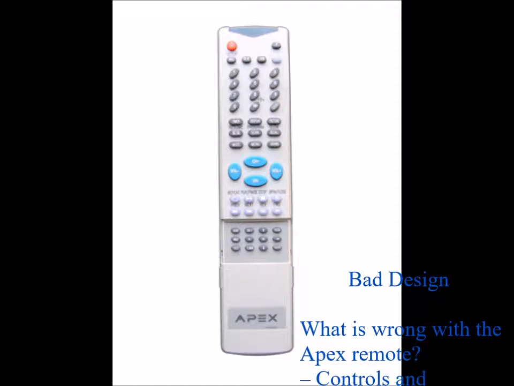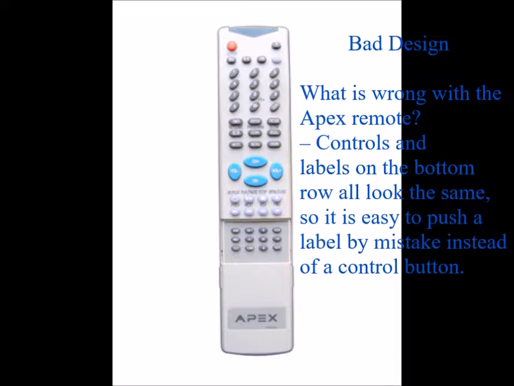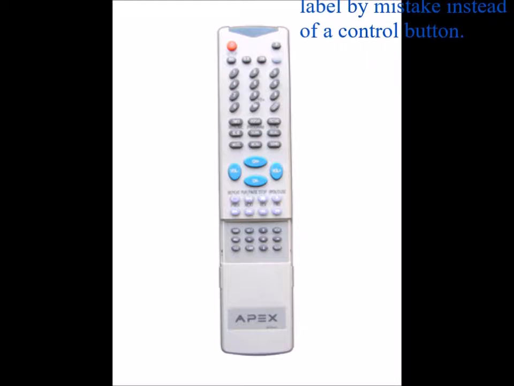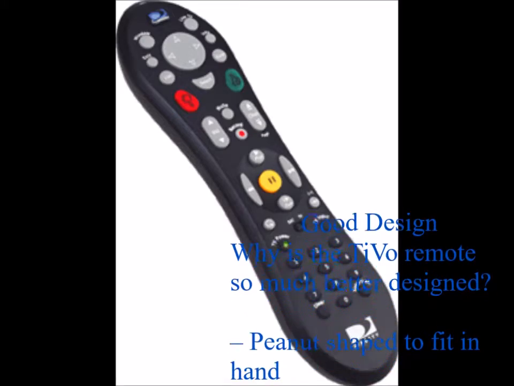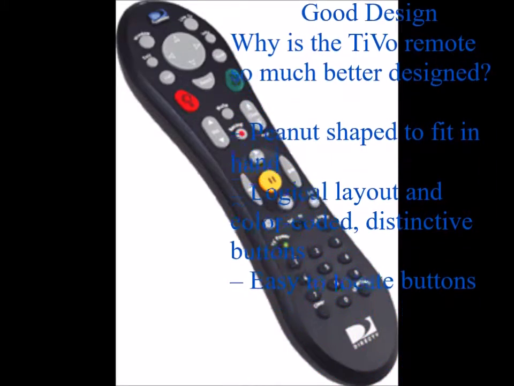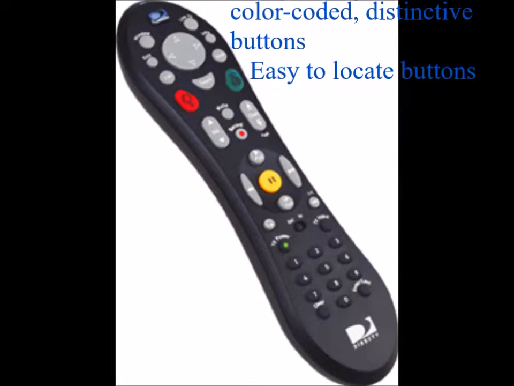Bad design. What is wrong with the Apex remote? Controls and labels on the bottom row all look the same, so it is easy to push a label by mistake instead of a control button. Good design. Why is the TVO remote so much better design? Peanut shape to fit in hand, logical layout and color coded distinctive buttons, easy to locate buttons.